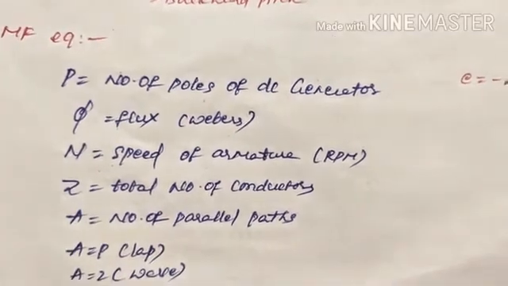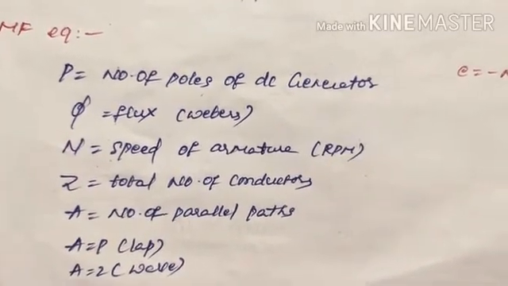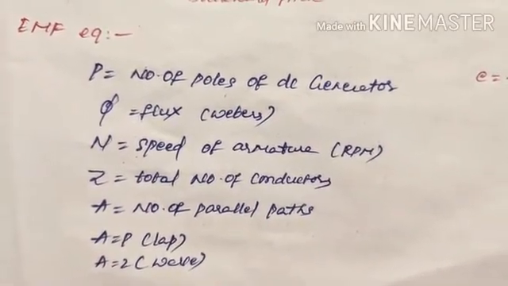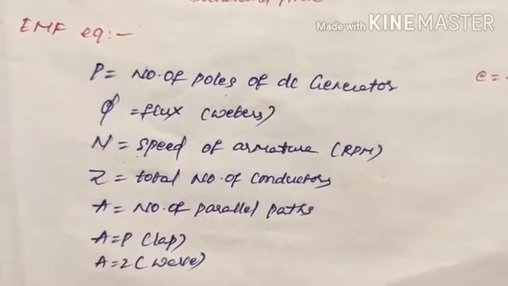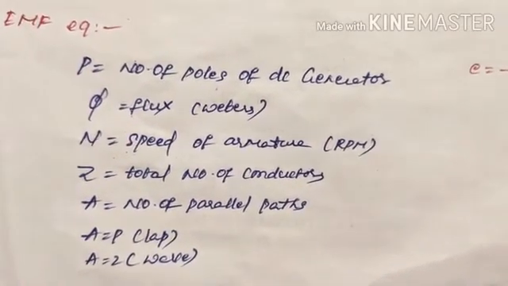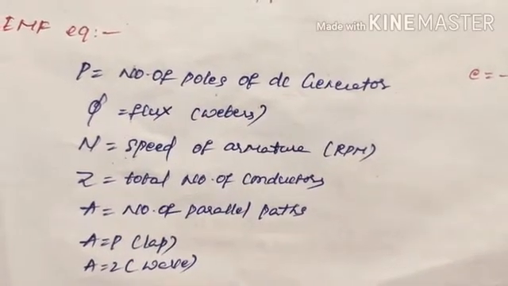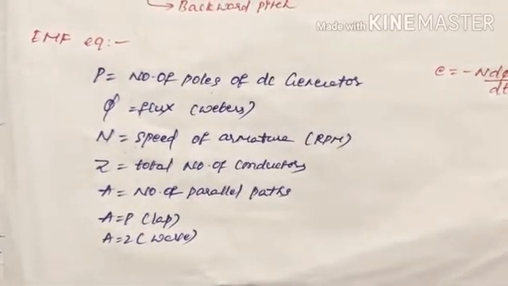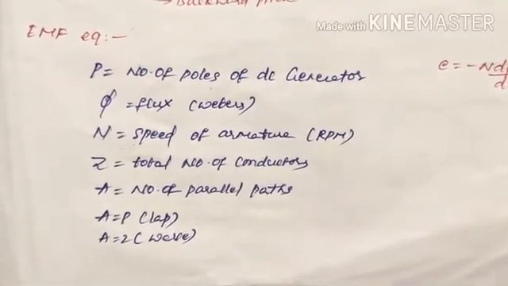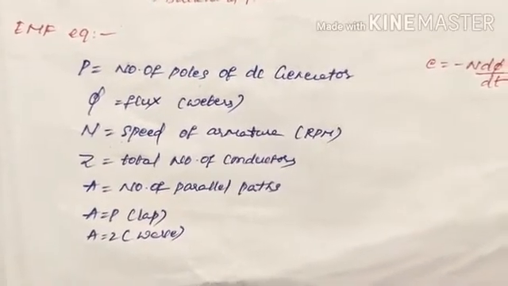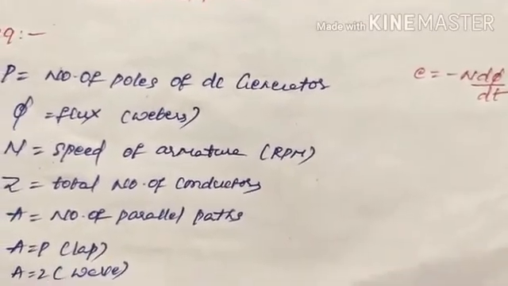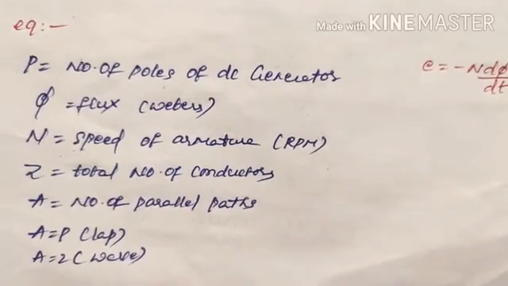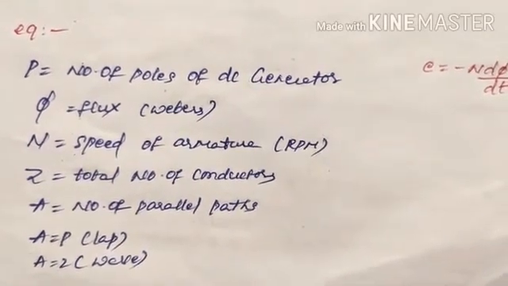I had already explained how an EMF gets induced in a conductor. That means whenever the conductor cuts the flux, EMF gets induced, which results in current flow when a conductor creates a closed path, and the direction of EMF is given by Fleming's right hand rule. Now we are going to calculate the EMF equation. The average amount of EMF induced in each armature conductor is given by E equals minus N d phi by dt. That means EMF is directly proportional to the flux generated and the speed of armature.